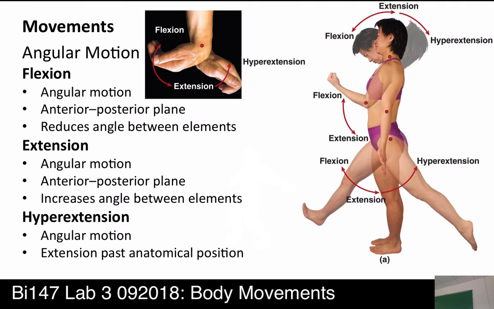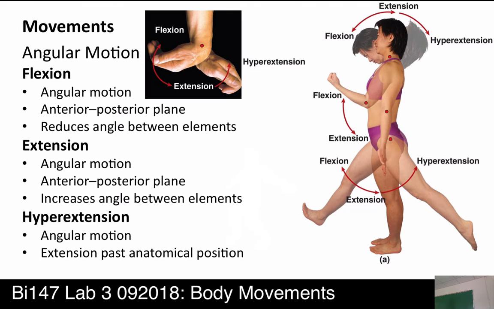There are two general types of motion that we're going to be principally concerned with: angular motion, which is just like an angle, and then rotations. And then there are some special movements that aren't as important, but we'll go through them anyway, just so you know all the ways in which your body moves. First, the angular motion. There is flexion, extension, and hyperextension.